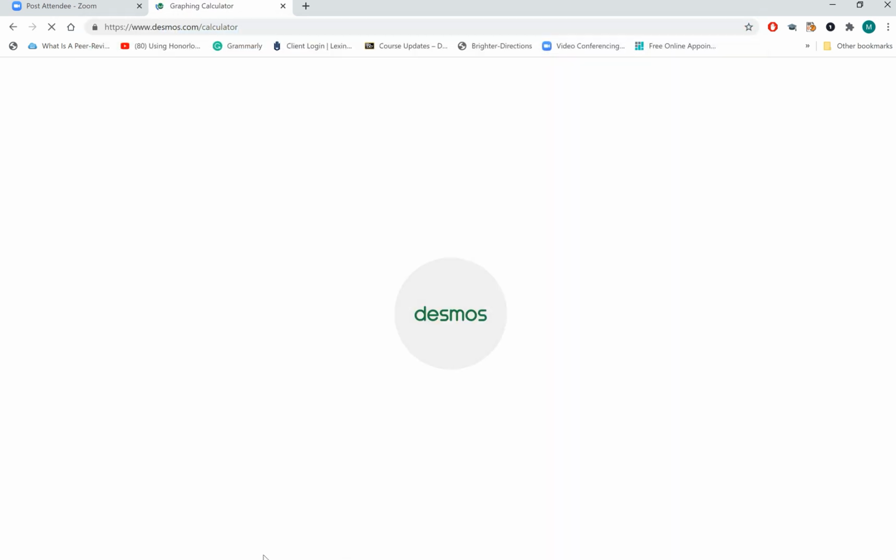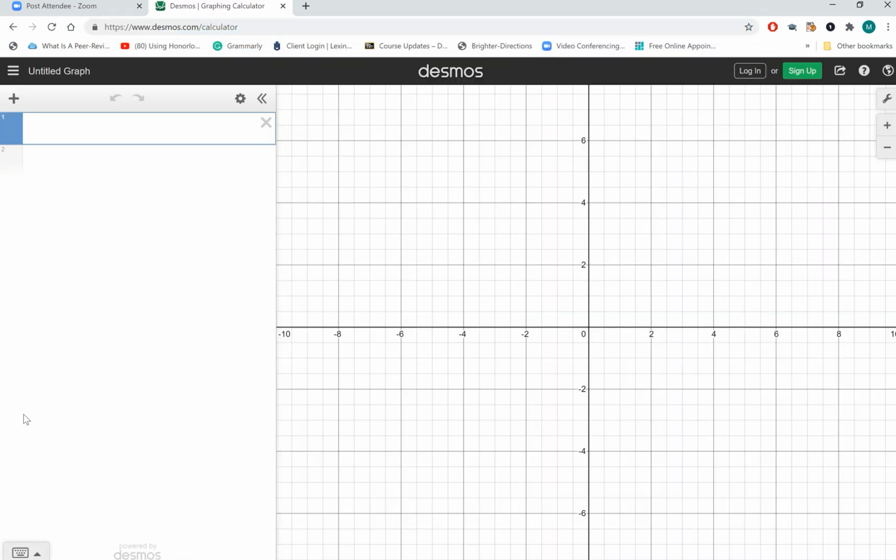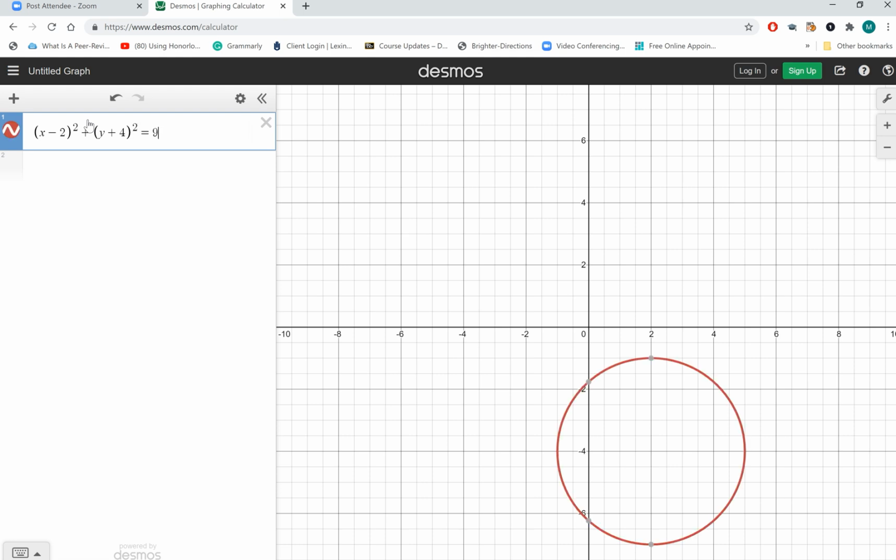So if I go to Desmos, I'm going to try to graph this. Let me see if it'll let me do it. So we know that we have x minus 2 squared, and if I go over plus, and this is parentheses, this will be y plus 4 raised to the second, and this should equal 9. There you go. Boom. There's your circle.